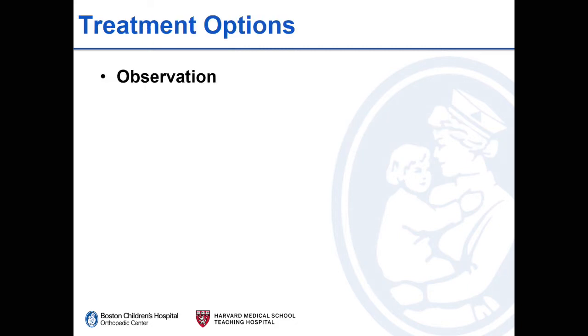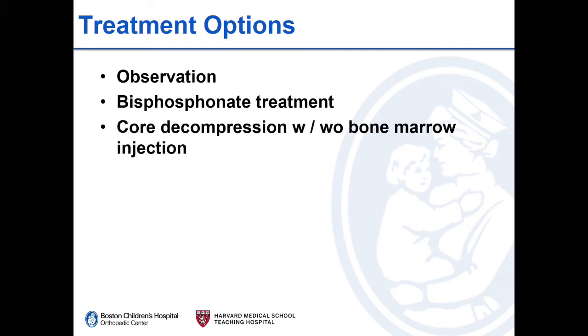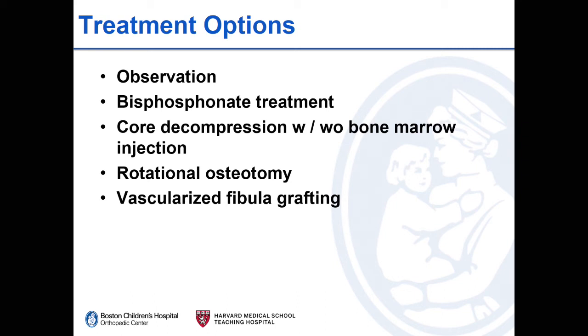The treatment options, as Simon nicely alluded to, include some non-surgical methods. I'm going to talk more specifically about core decompression with bone marrow injection. And then for the collapsed or more salvage category, often people would do osteotomies. And then vascular fibular grafting, which was popularized by Dr. Urbaniak, is still being done. Again, that can be done both for pre-collapse and post-collapse treatment.